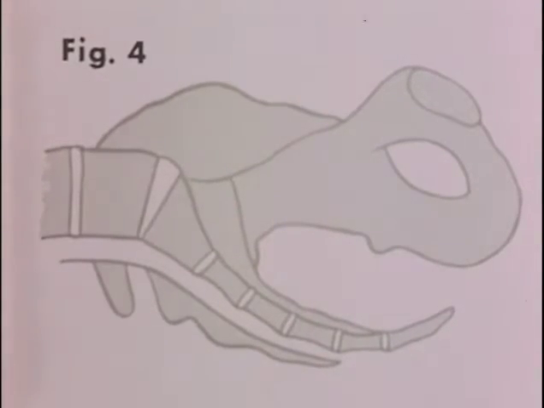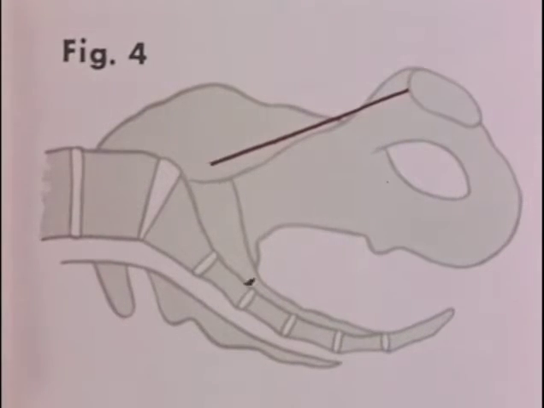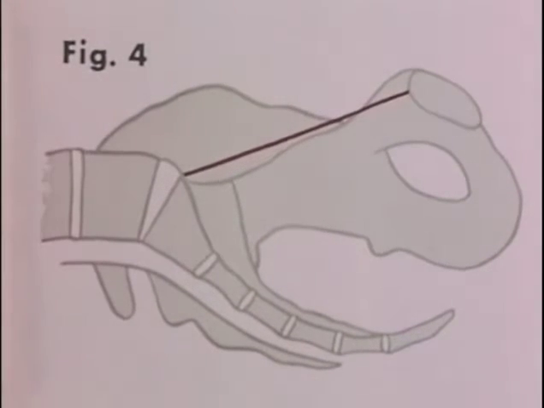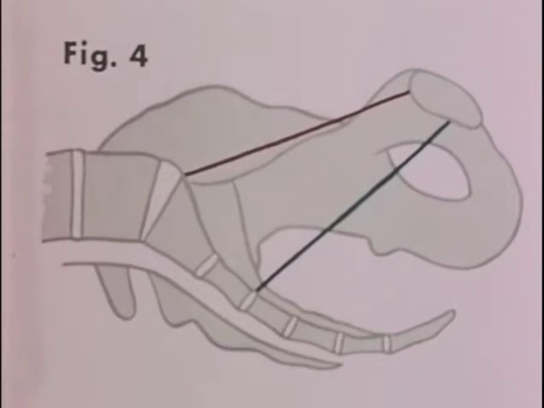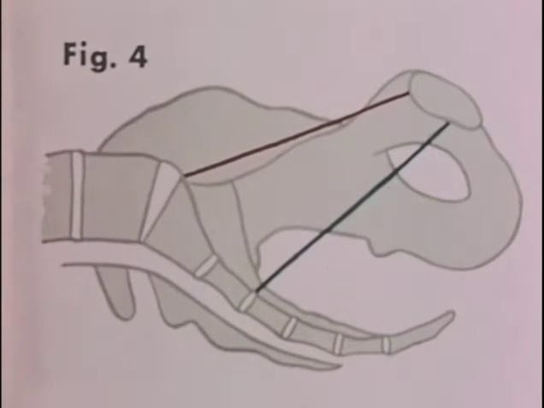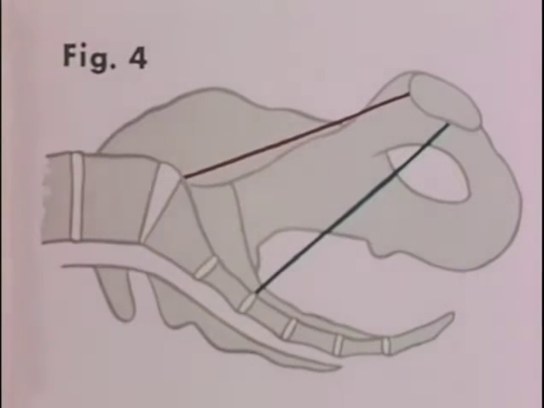The four major planes of the pelvis are as follows. First, the plane of the inlet, or the high plane, is represented by the red line, which extends from the upper inner margin of the symphysis to the promontory of the sacrum. Second, the plane of greatest pelvic dimensions, represented by the blue line, which extends from the middle of the posterior margin of the symphysis to the junction of the second and third sacral vertebrae.